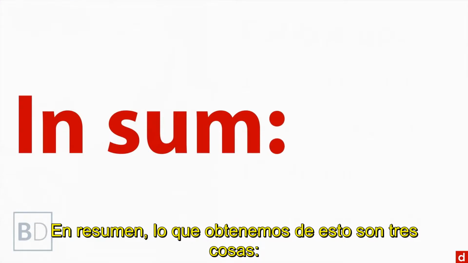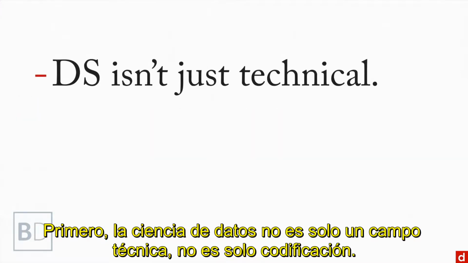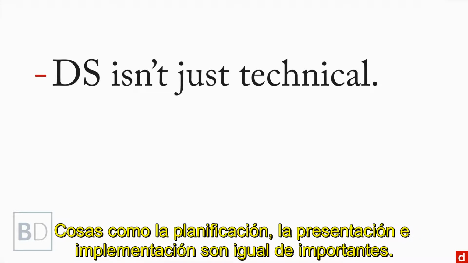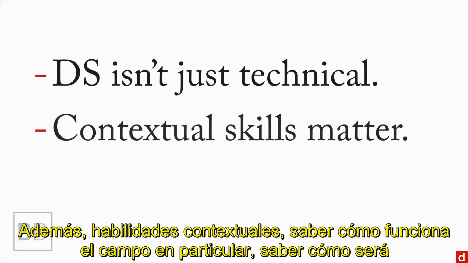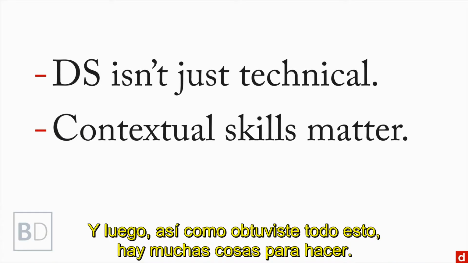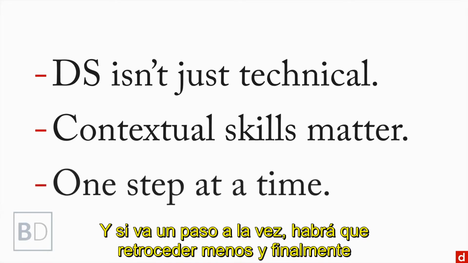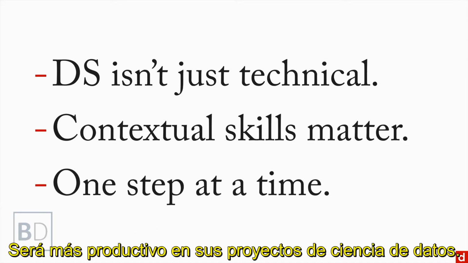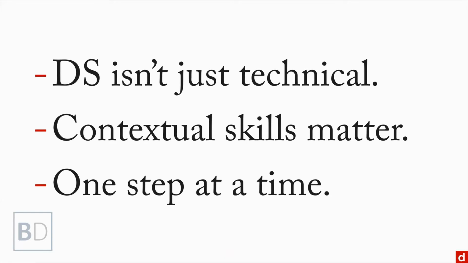And in sum, what we get from this is three things. First, data science isn't just a technical field. It's not just coding. Things like planning and presenting and implementing are just as important. Also, contextual skills, knowing how it works in a particular field, knowing how it will be implemented, those skills matter as well. And then, as you got from this whole thing, there's a lot of things to do, and if you go one step at a time, there'll be less backtracking, and you'll ultimately be more productive in your data science projects.